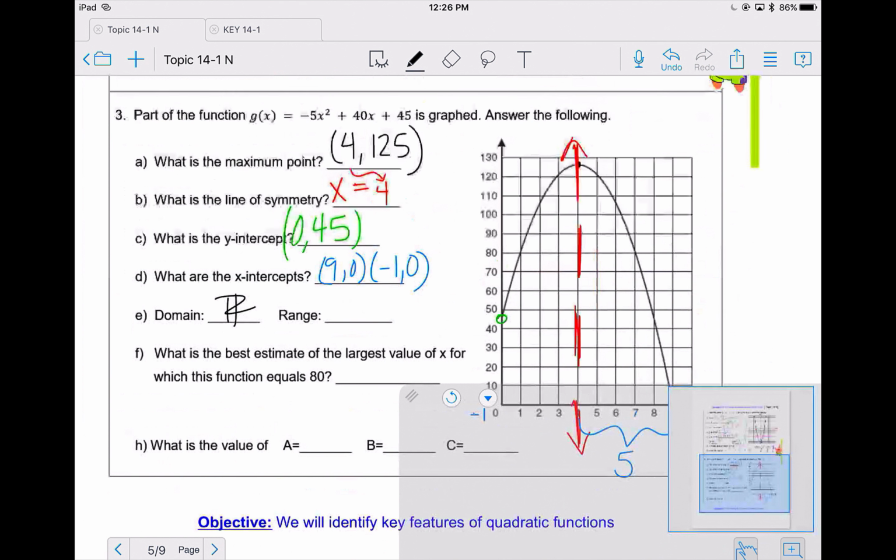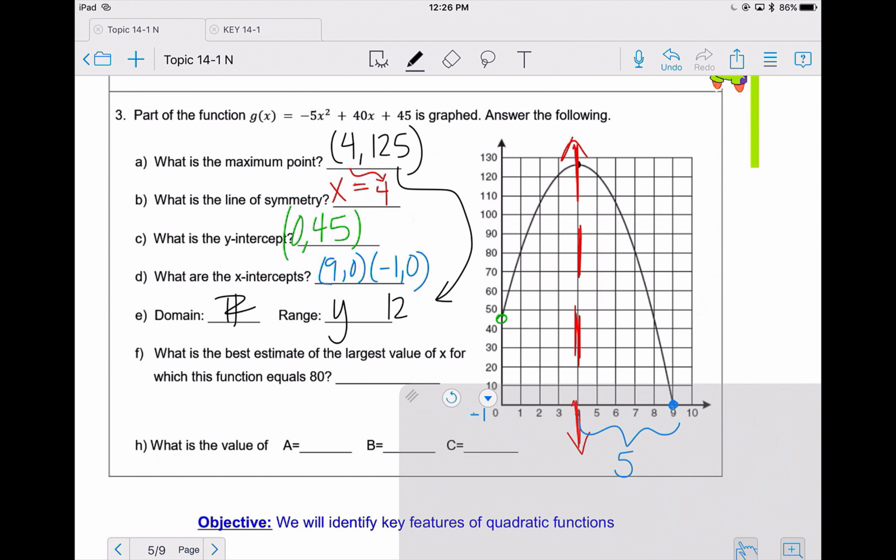Domain is all reals. Range uses the number from your max point, the y from your max. Now, if 125 is my max, it means my y's are getting lower than 125. So my y's are less than or lower than 125.